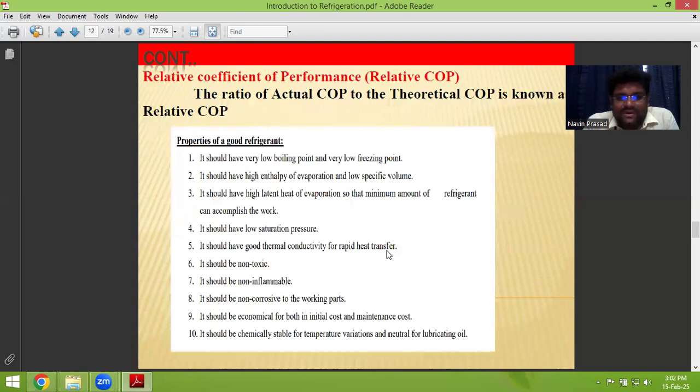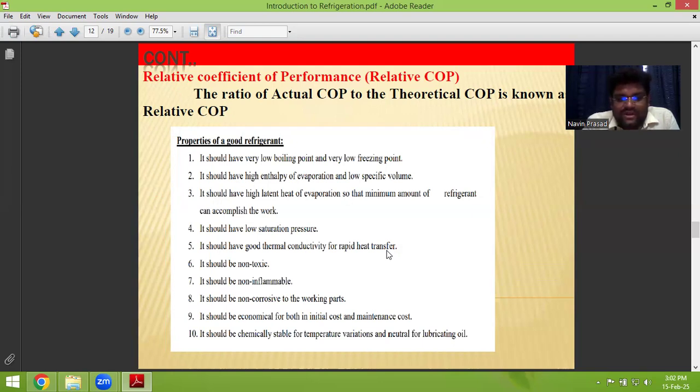The relative coefficient of performance is the ratio of the actual coefficient of performance to the theoretical coefficient of performance. Now let us discuss a few properties of a good refrigerant.